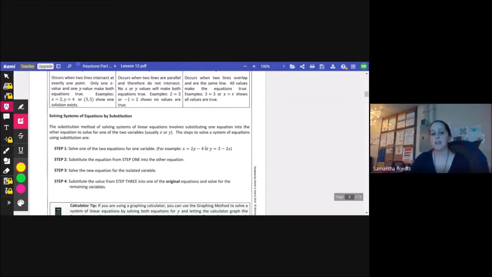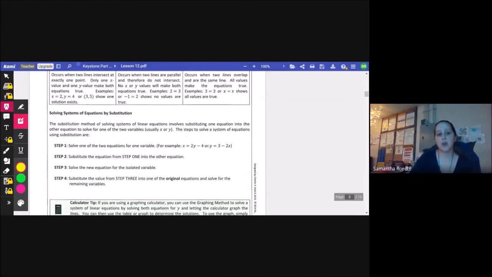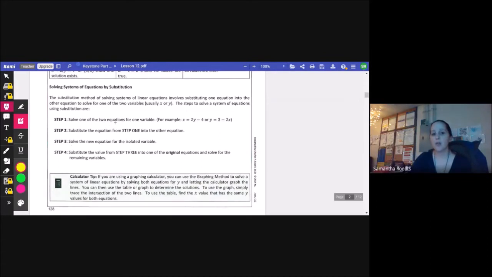The steps to solve a system of equations using substitution are: step 1, solve one of the two equations for one variable. Step 2, substitute the equation from step 1 into the other equation. Step 3, solve the new equation for the isolated variable. And then step 4, substitute the value from step 3 into one of the original equations and solve for the remaining variable.